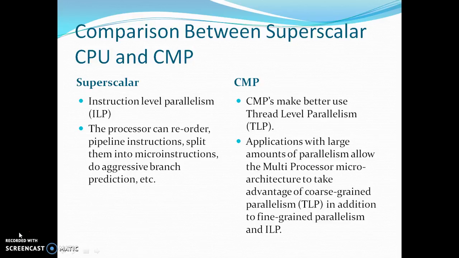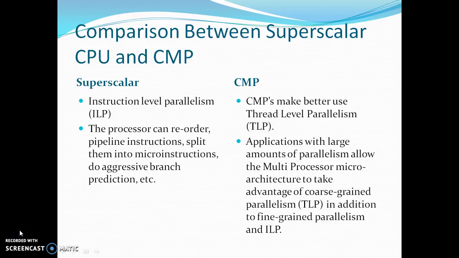The superscalar processors used split instructions and dynamic reordering of instructions to improve the performance. That is, the instructions were carried out without any order to improve the performance. But on the other hand, on a CMP, the tasks which require a large amount of parallelism make use of coarse grained parallelism, that is TLP, in addition to the fine grained parallelism of ILP.